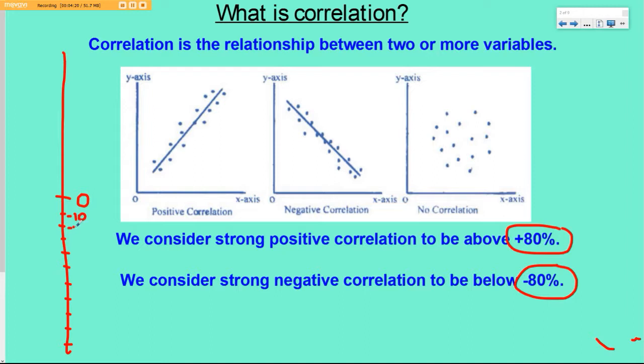negative 20, negative 30, negative 40, negative 50, negative 60, negative 70, negative 80, negative 90, and negative 100. And remember guys, this is in percentage terms.